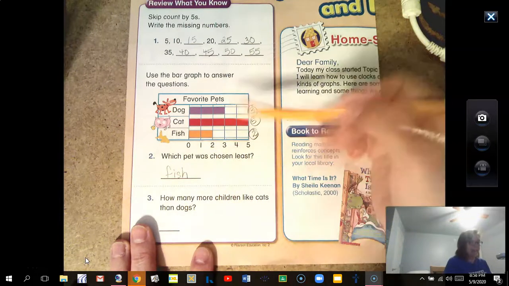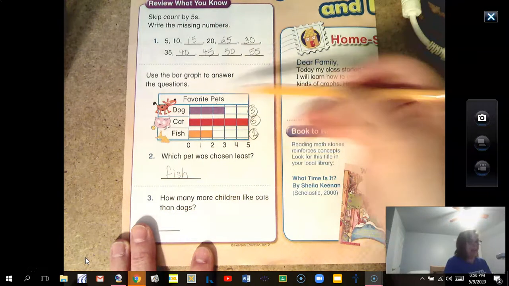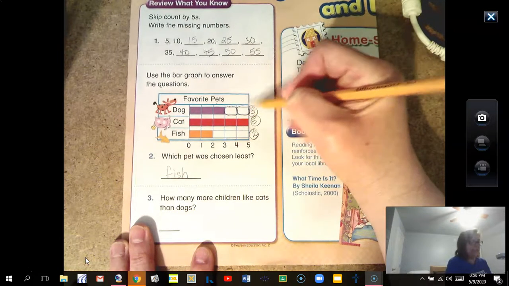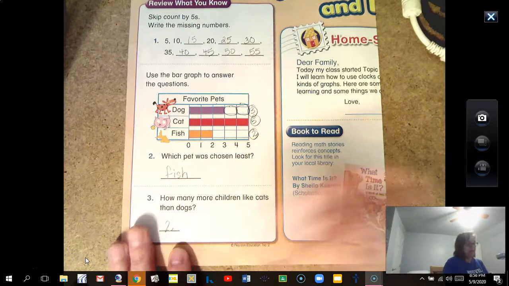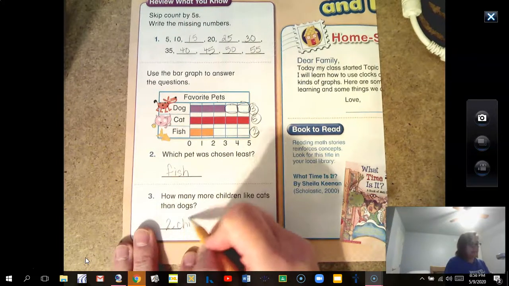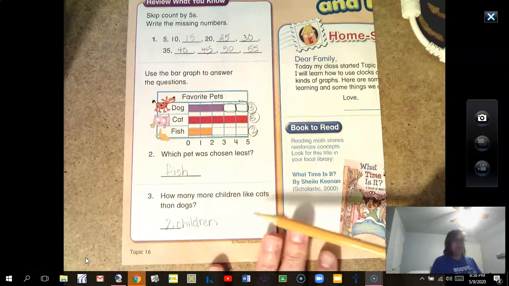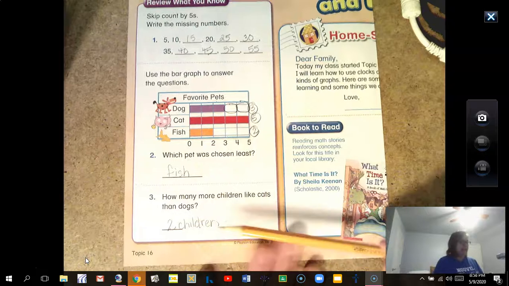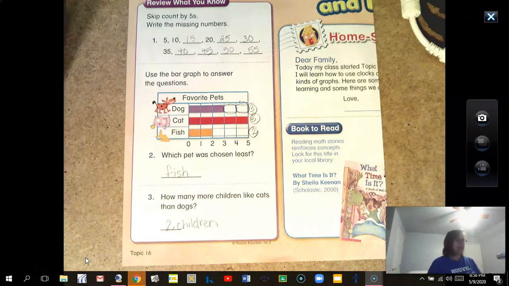All right, so we know that cats, more children chose that, 5 children, and dogs, it's 3. But we can visually just look at this. And how many more children? 2 more children. And it's important to label. And we've talked about that for story problems, for measuring, for money, that these labels are important when we're doing math. Okay, so we're going to set this aside.